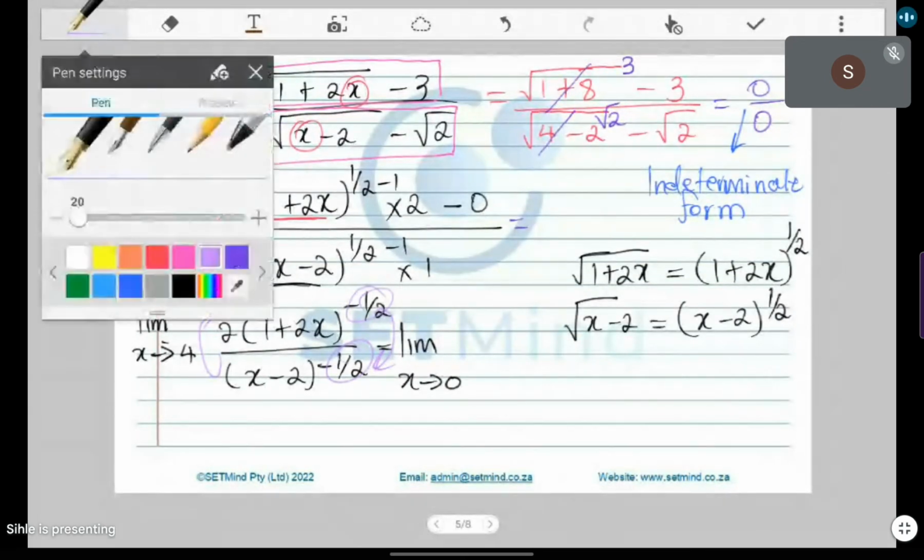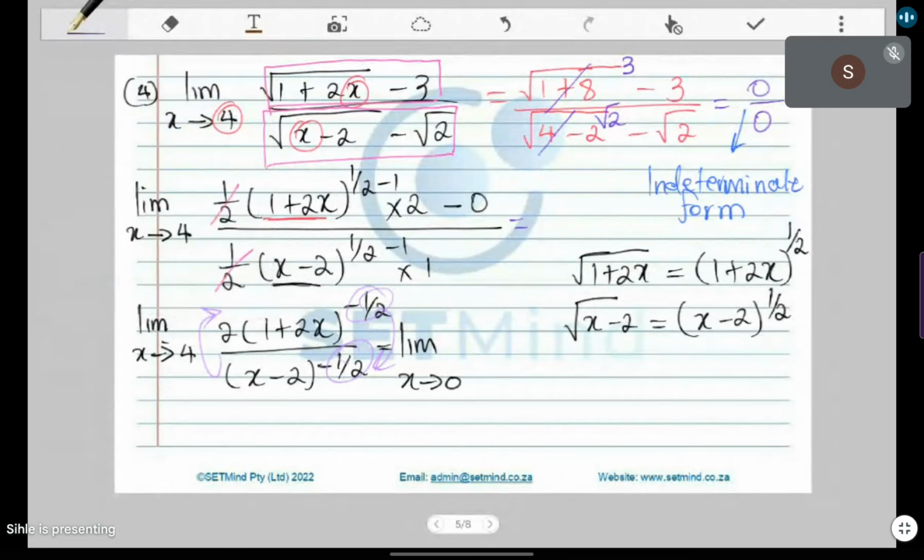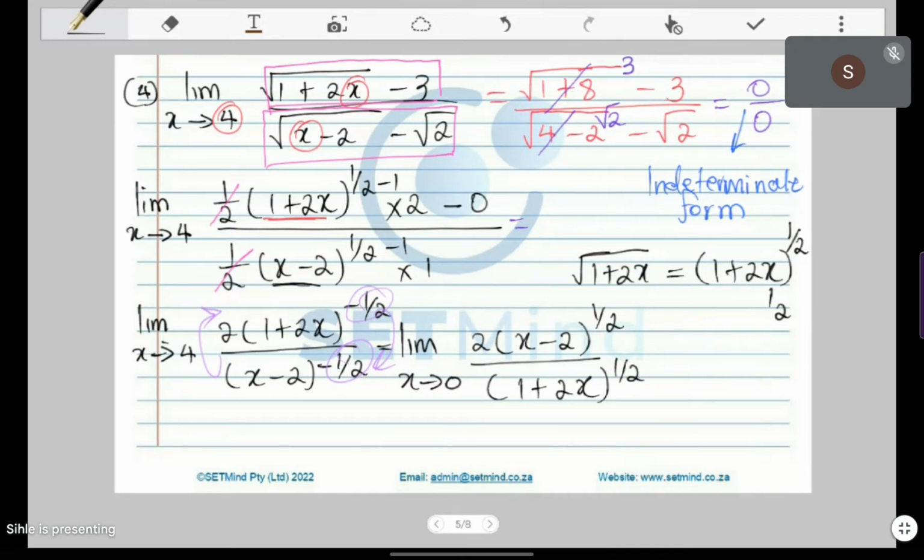Not sure if that makes sense. So let's give it a try and see if it does make sense. Raise this one. So I'm saying this is the same as 2 times (x minus 2) to the power of 1 over 2, divided by x times (1 plus 2x) to the power of 1 over 2.